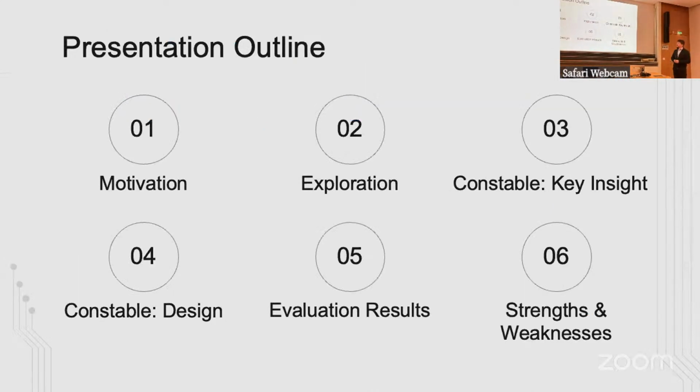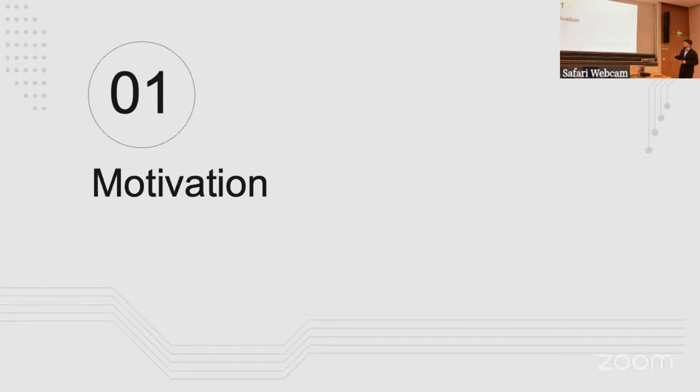Okay. This will be my presentation outline. First, we're going to see the motivation behind this work, then characterization of different workloads. We're going to move on to the Constable, the key insight, and the design aspects of it. And we'll conclude with the evaluation results and strengths and weaknesses of that paper. Let's start with the motivation.